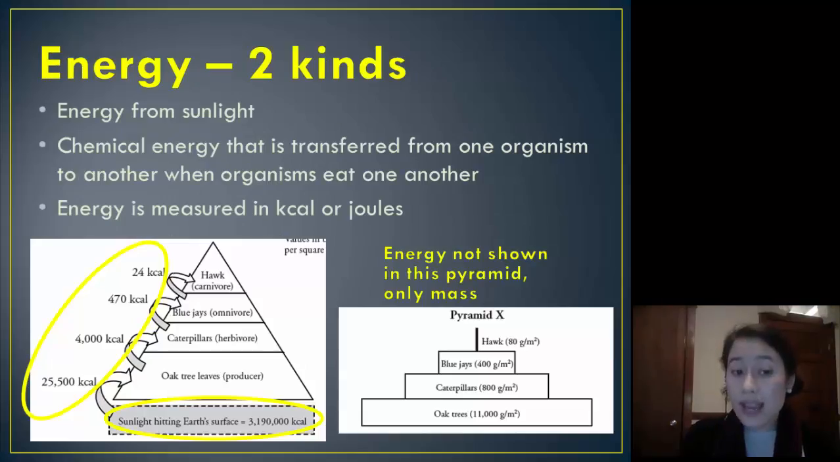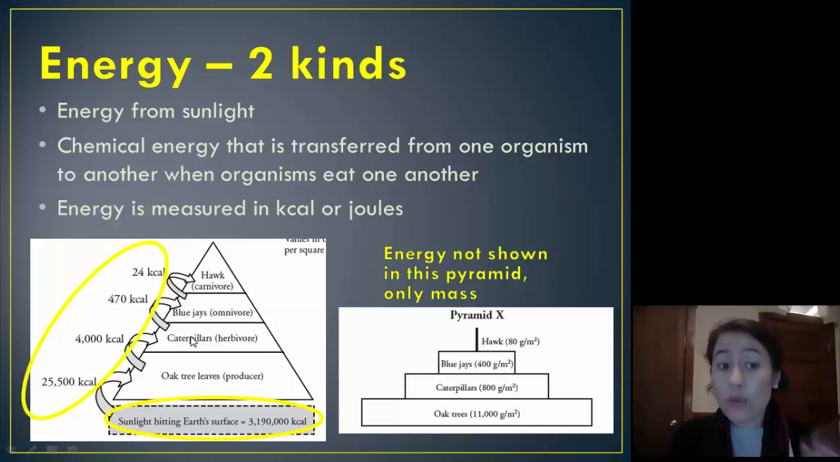Because remember, these arrows don't show that we're making new energy. They're showing that energy is getting transferred up the chain by being eaten. So the energy from the oak leaves is going to the caterpillars, and that's how the energy is moving, not because the caterpillars made new energy.